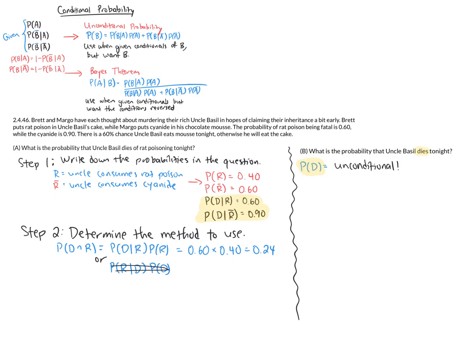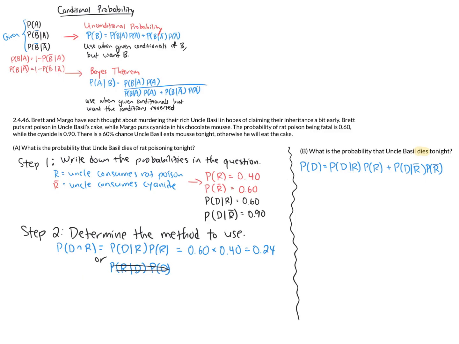Well, first we write down what is the probability we're trying to find. We're trying to find the probability of death. Notice there is no condition anymore. So this is unconditional, in contrast to the data given in the question where we had conditions. So again, unconditionals are where you strip out the conditions given in the problem.